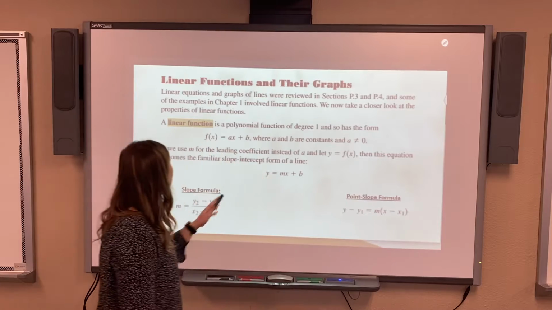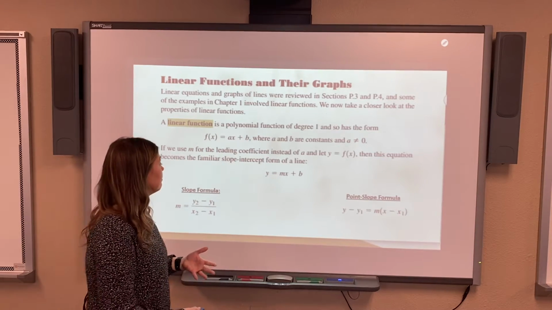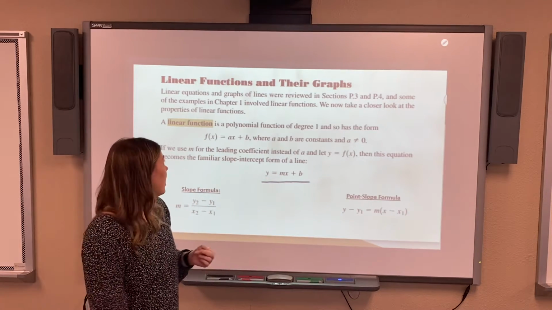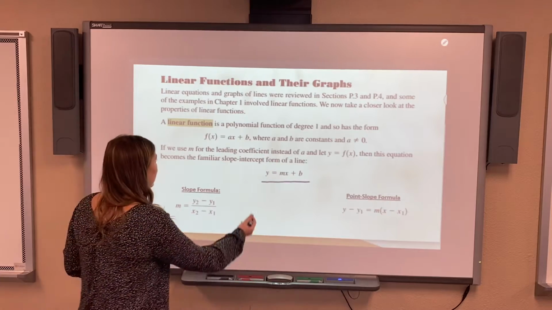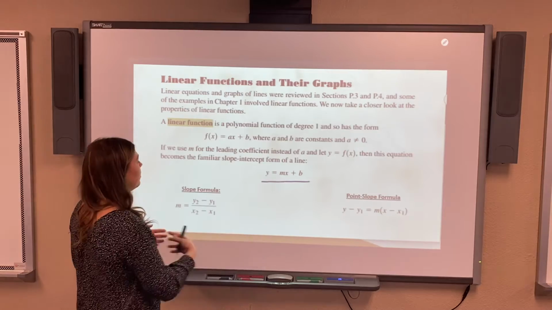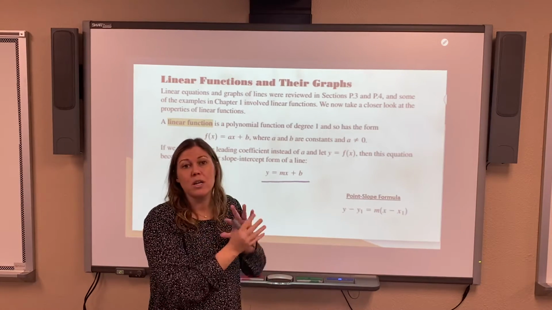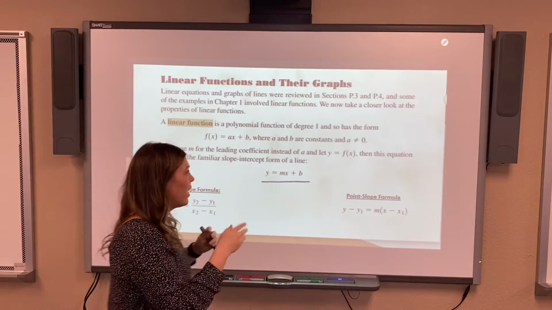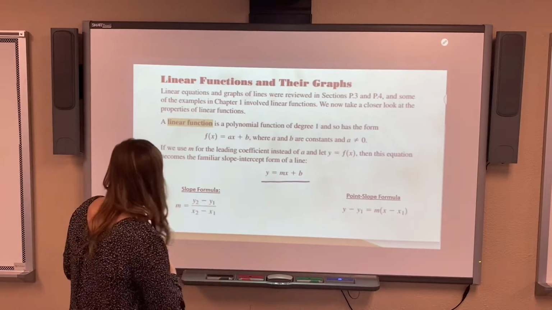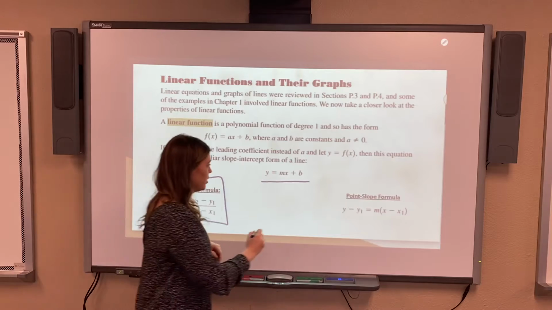So let's look at the properties of a linear function. We know that a linear function is y equals mx plus b. That's the equation of a line. The more advanced way would be f of x equals ax plus b, where your a represents whether it's a negative slope or a positive slope. It's the same thing, just a different, more advanced way of looking at it. The two things we're going to need are the slope formula and the point-slope formula.